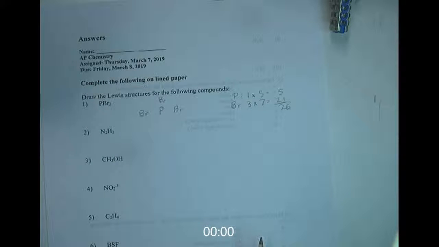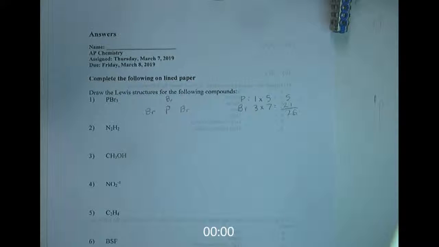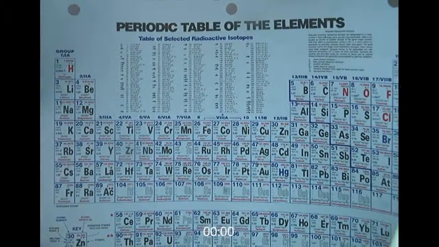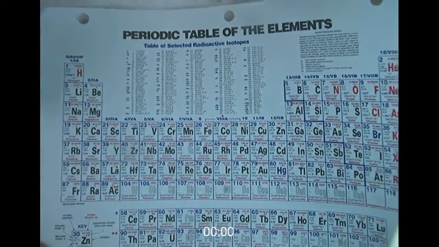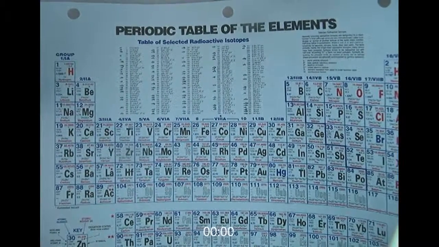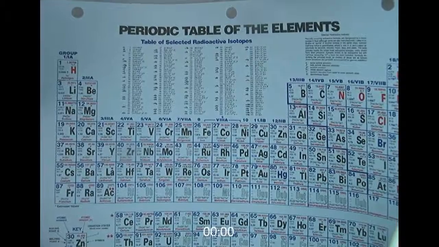The least electronegative element is phosphorus, so it does go in the middle. Where you can find that information is on the colored periodic table that I've given you. And here it is. We don't use this a lot, but now we're getting into some concepts where the extra information that this table gives you will be useful.